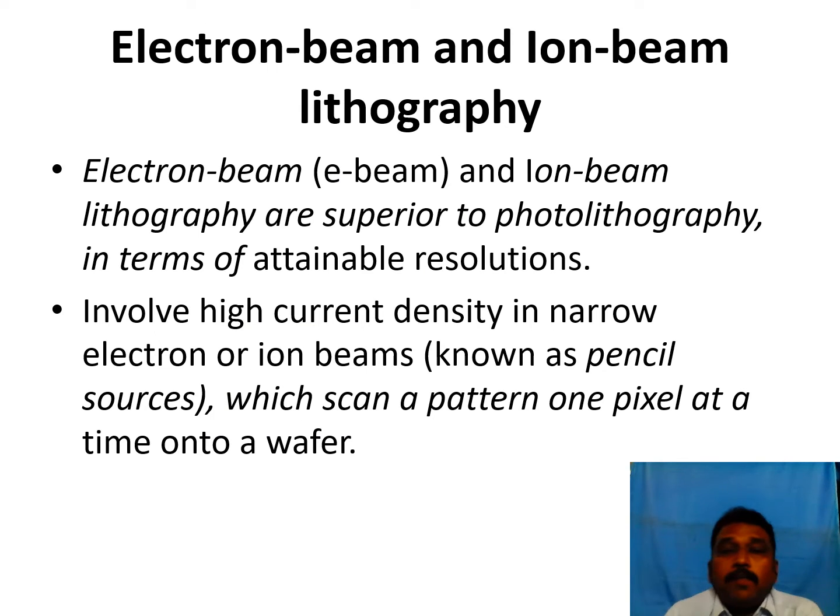Next one is electron beam and ion beam lithography. Instead of photons, instead of X-rays, we are using the electron beam and the ion beam. Electron beam and ion beam lithography is superior to photolithography in terms of attainable resolution. So you will get a very good resolution, and it involves very high current density in a narrow electron or ion beam, which is known as the pencil source. As we know, the electron beam and ion beam come in very narrow, so that's why it's called a pencil source.